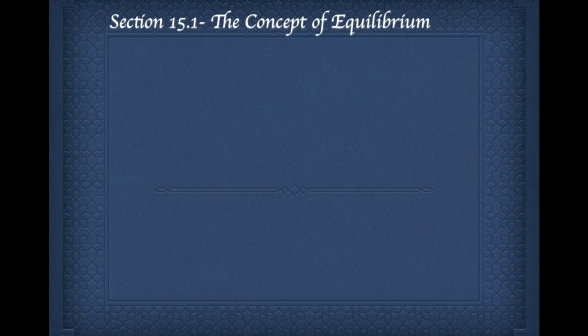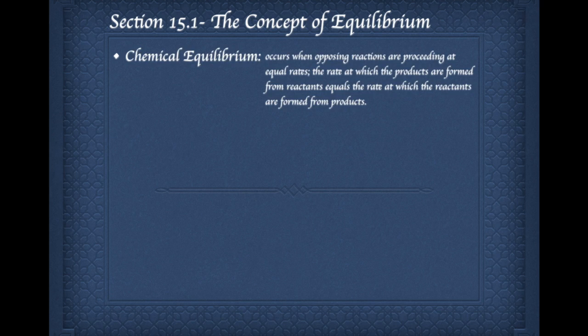So at that point, the rate at which ions are being formed by dissolving equals the rate at which solids are reformed by crystallization. Those are two opposite processes. So when the rate of them are equal, you are in a state of dynamic equilibrium. So in this unit, we're going to be looking at equilibrium, but specifically for chemical reactions. So we call that chemical equilibrium.